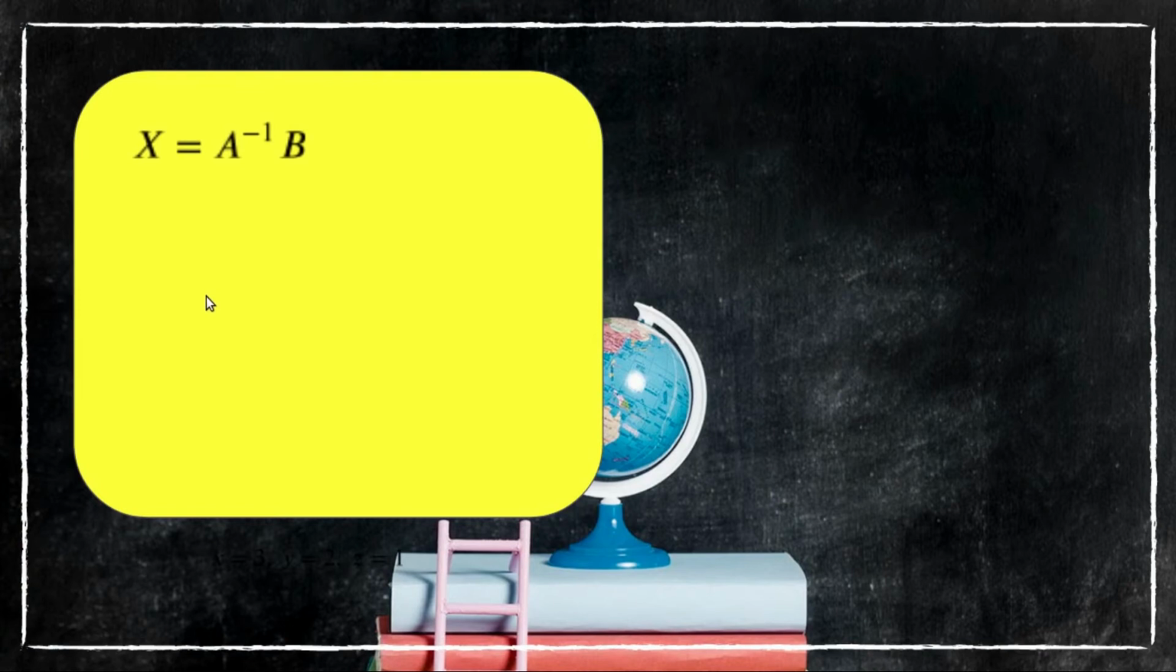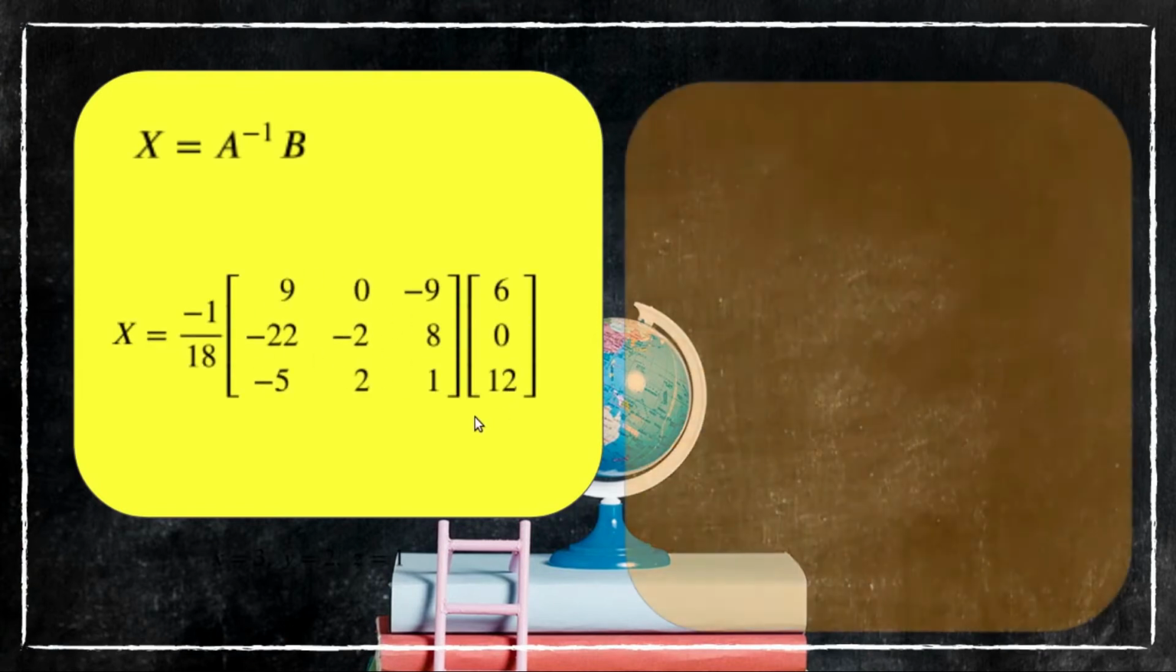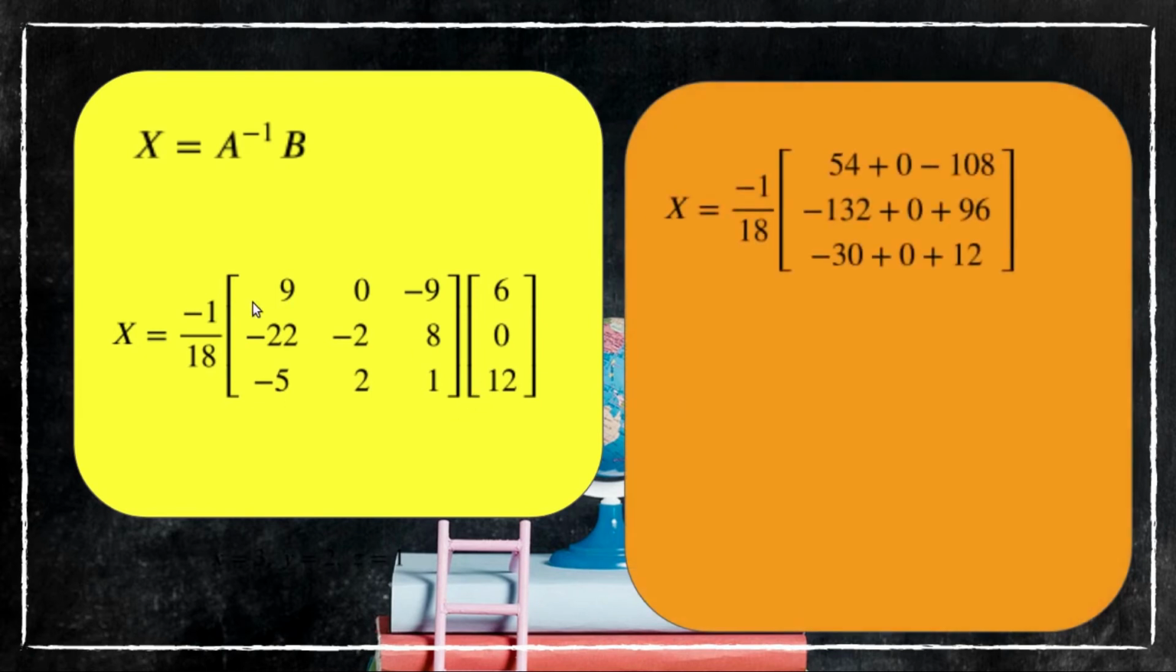Now x equal to A inverse into B. So A inverse into matrix B. Now multiply first row and first column. 9 into 6, 54. 0 into 0 is 0. Minus 9 into 12 is minus 108.